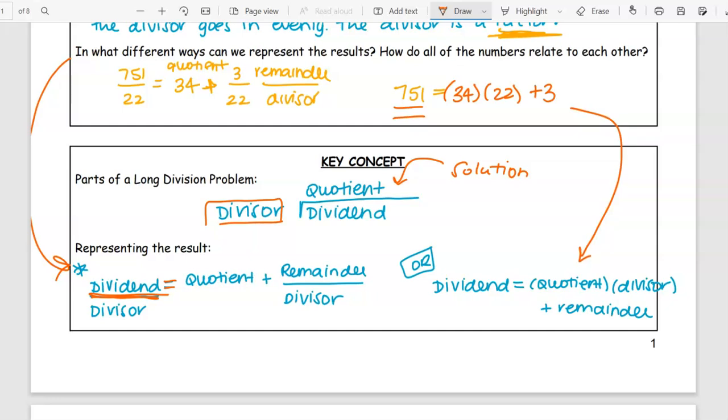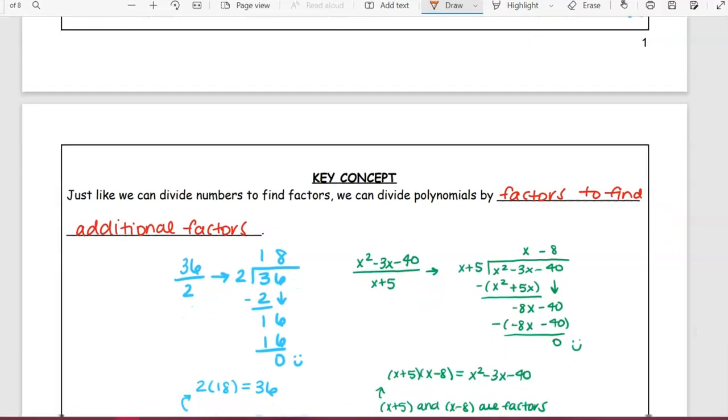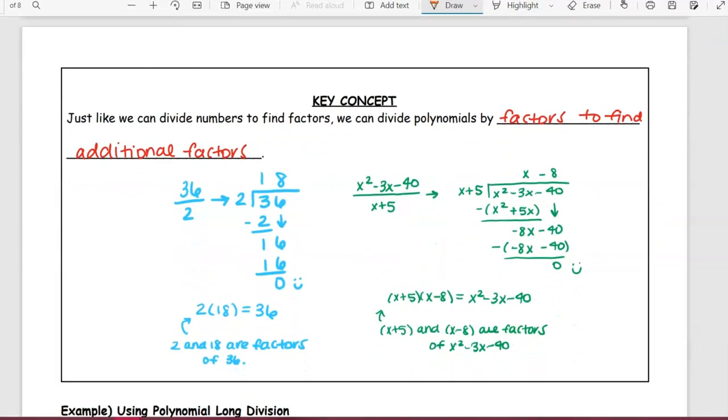So just some vocabulary. Parts of a long division problem. The inside, I have the dividend. The divisor is that number out front. And then the quotient is my solution. You've heard of this word before. You know the quotient is a solution of a division problem. And then some representing the results. This is the exact same thing that I talked about right up above this. If I do the division problem, this is the division problem. Dividend divided by the divisor, it equals the quotient plus the remainder over the divisor.